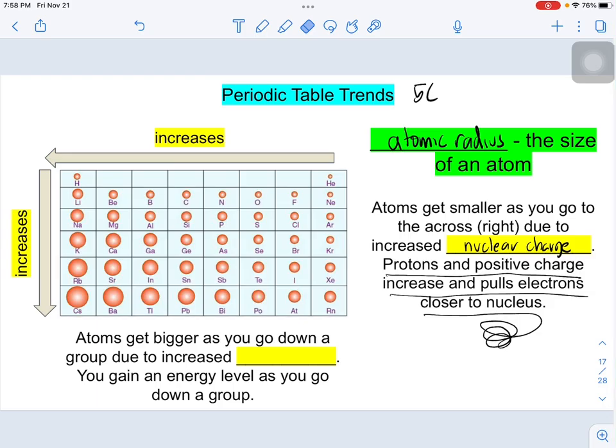But notice the arrow over here. The arrow is talking about how the trend increases. So I'm highlighting the pink arrow. So atoms get bigger as we go to the left because they have fewer protons on the same row.